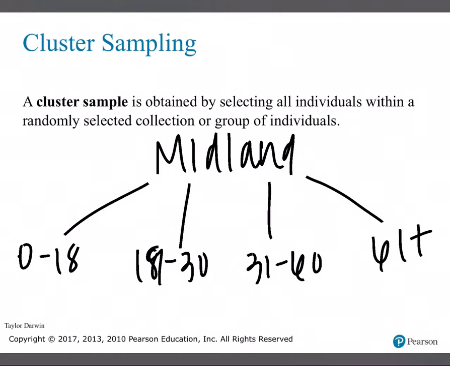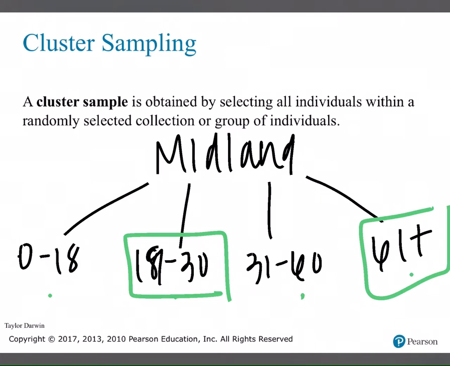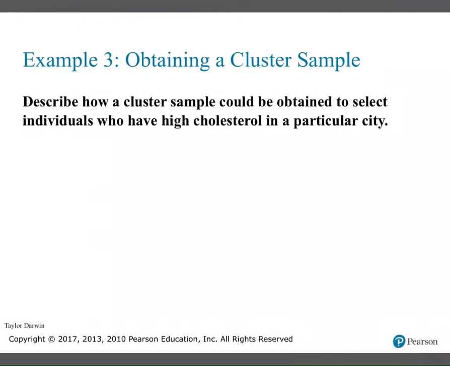Okay, so the difference between cluster and stratified is normally with stratified, I would take some from each of these, right? Some from here, some from here, some from here. But with cluster, you don't do that. You break them into groups and then you take an entire group. So I'm going to take everyone from 19 to 30 in Midland and ask them what their favorite candy is. You can take one group, you can take two groups, but that just takes more time and money. It depends what you have.